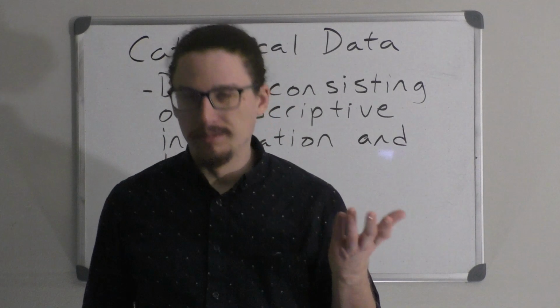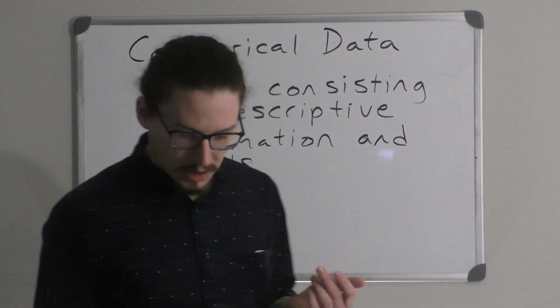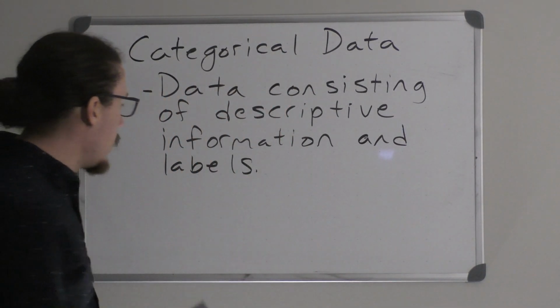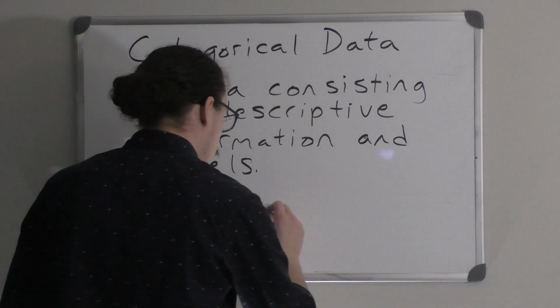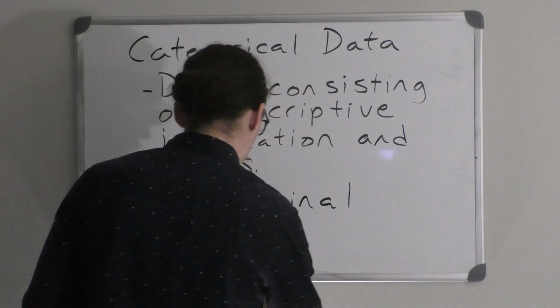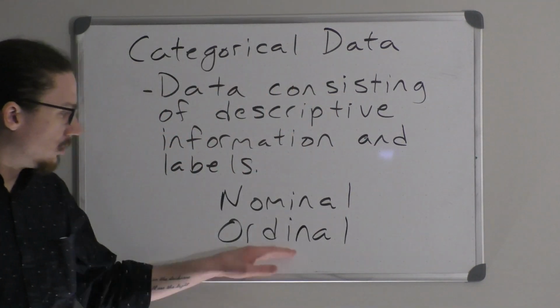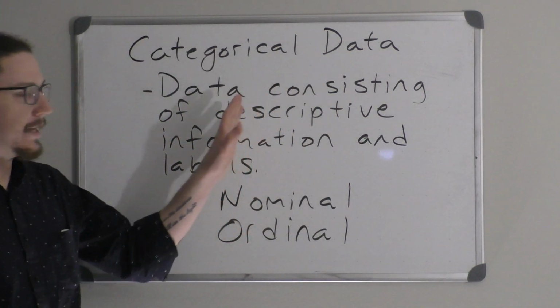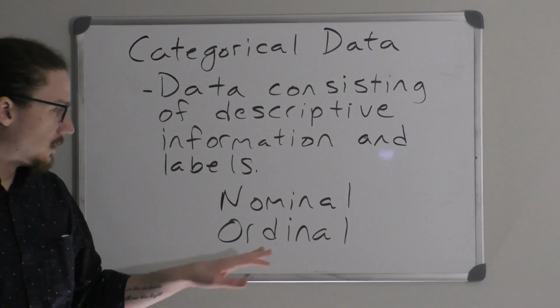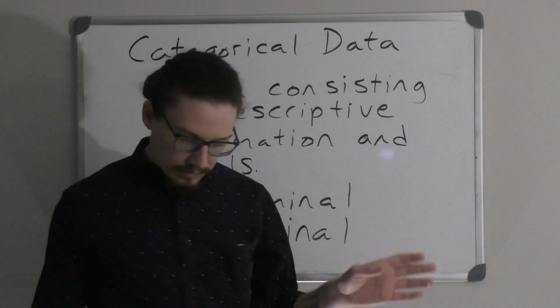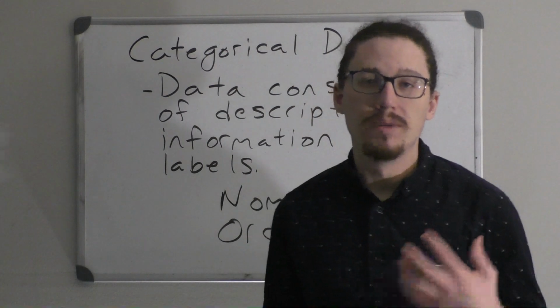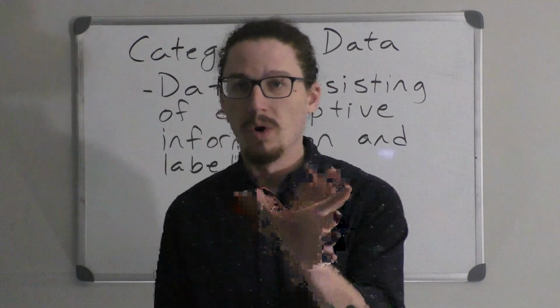Right, so it also does not have any naturally occurring numerical values associated with it, right? That's the first time you've probably heard that. All right, so any nominal and ordinal scale data is categorical data, right?